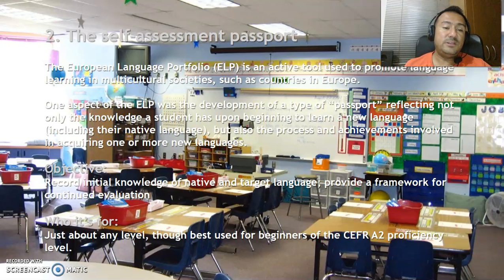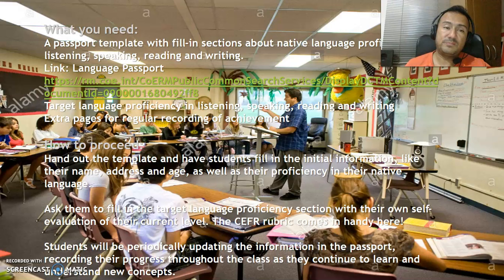Objective: record initial knowledge of native and target language and provide a framework for continued evaluations. Who is it for? Just about any level, but best for beginner to A2 proficiency levels. What you need? A passport template with fill-in sections about native language proficiency in listening, speaking, reading, and writing, target language proficiency in listening, speaking, reading and writing, and an extra page for regular recording of achievements.